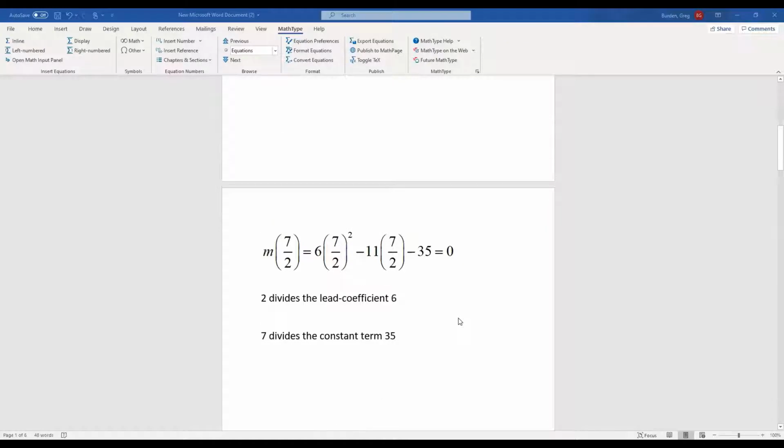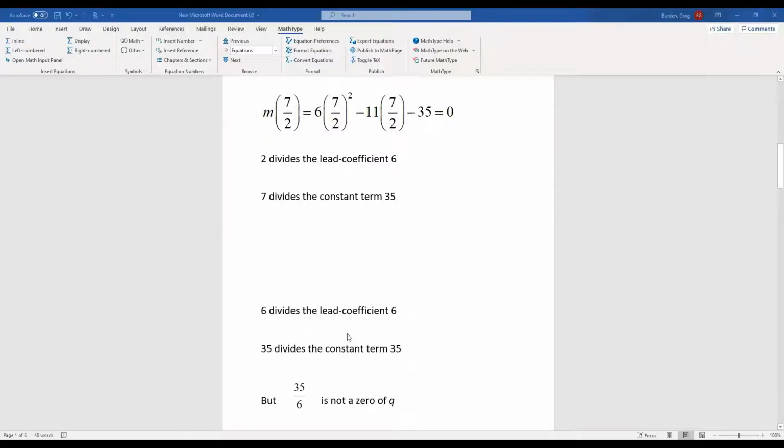Now, this is what mathematicians call a necessary condition, meaning that if you have a rational zero, it has to satisfy the relationship that the denominator divides the lead coefficient and the numerator divides the constant. But although it's necessary, it's not sufficient. Just having it happen doesn't mean you actually have a zero. For example, 6 divides the lead coefficient, 35 divides the constant term, but 35 over 6 is not a zero of m.